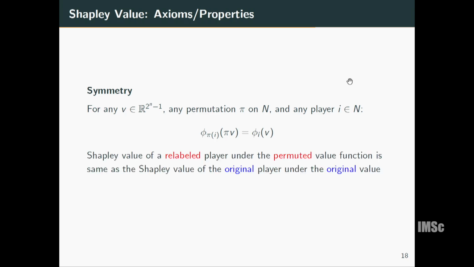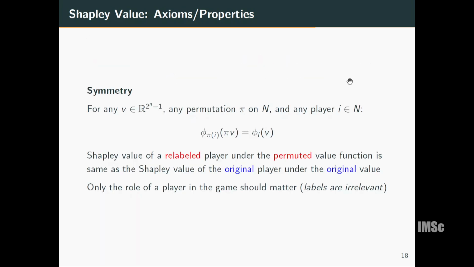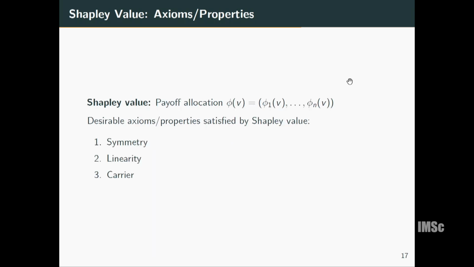Okay, so that's symmetry. That means if you relabel, then nothing changes. The average should not change. That makes sense. No, not the average. I am just saying that now, you know, Shapley value is satisfying these three properties.